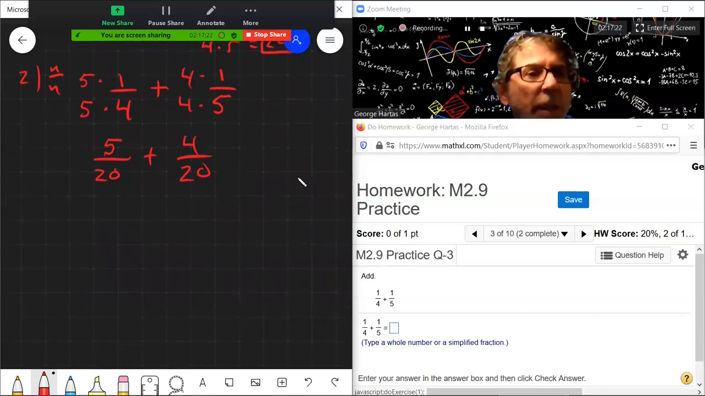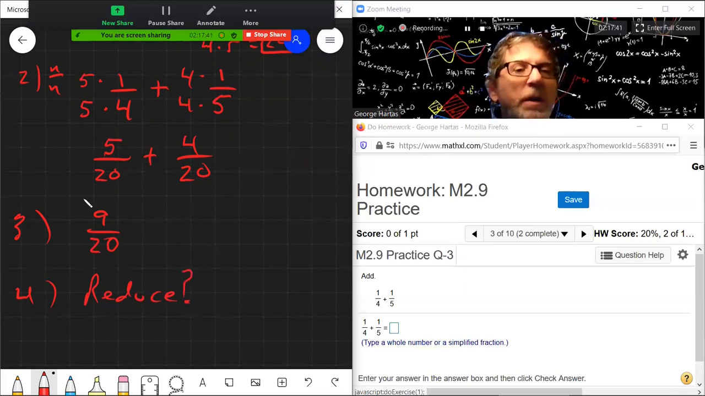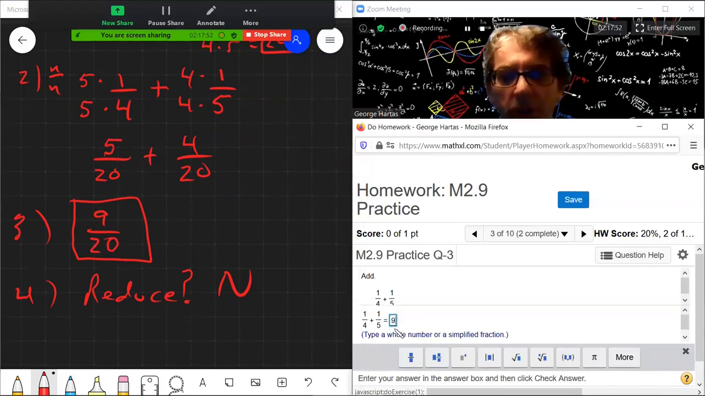So step 3 here, we're going to add numerators. 9 over 20. Over 20. And step 4. Should we reduce this? No, you said. Correct. It does not reduce. So there it is. We're done. 9 over 20.